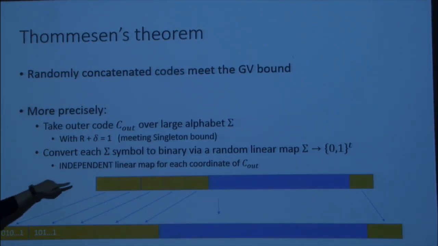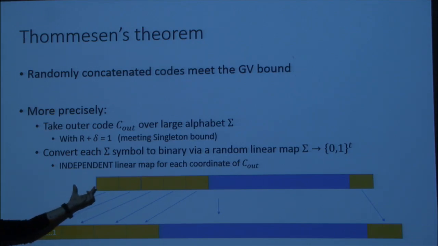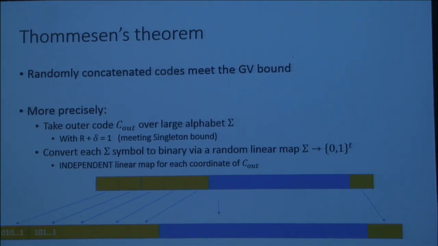So again, this was your outer code which met the Singleton bound. You apply this, and each alphabet symbol gets blown up into a binary codeword of this new random linear code, and you do it independently for each coordinate.